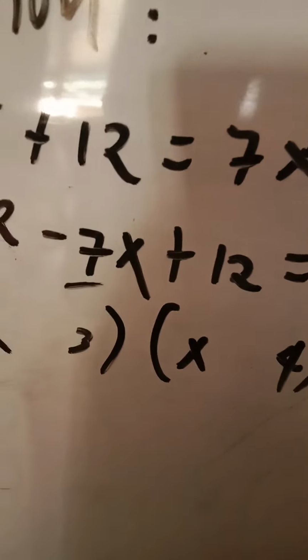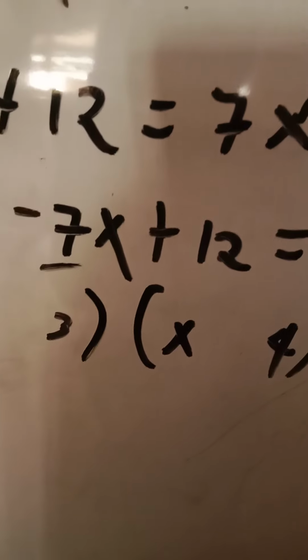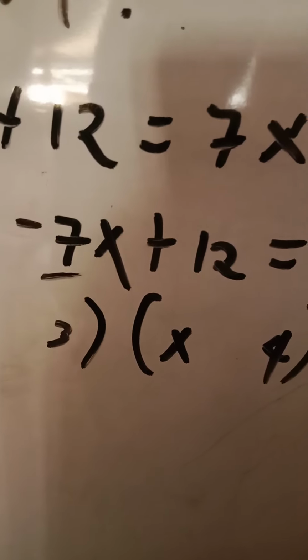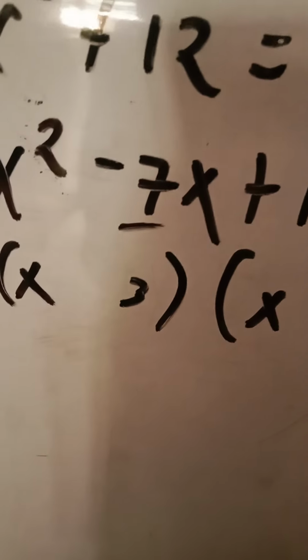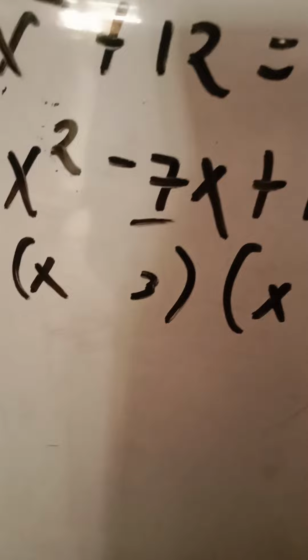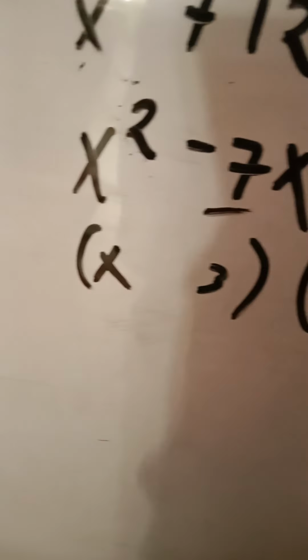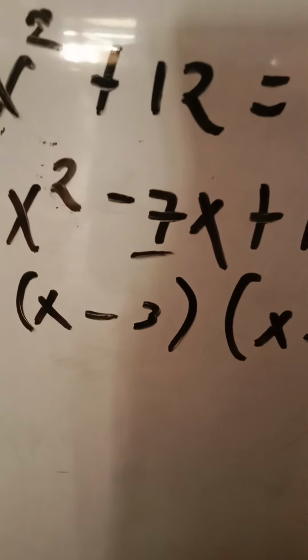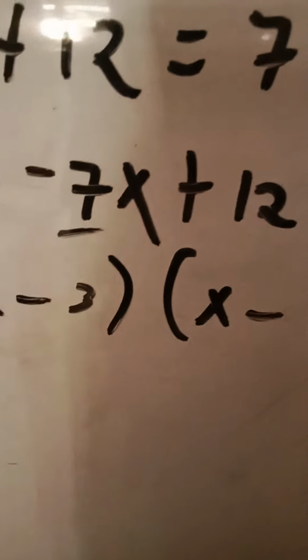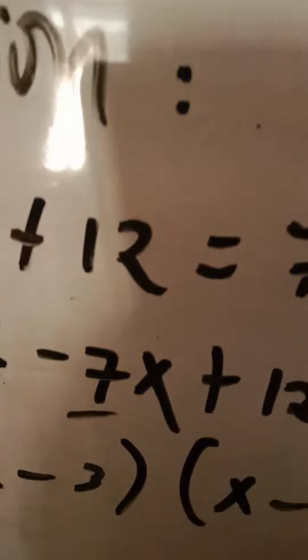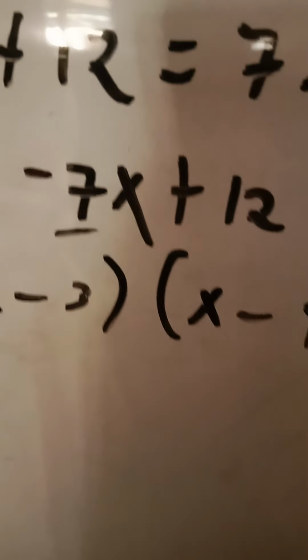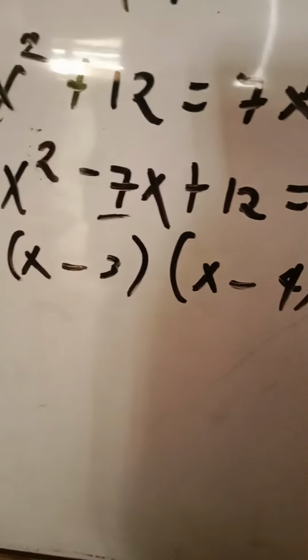For the sign, you have to look at the second term, which is negative 7. So the signs are always negative. It is x minus 3 times x minus 4, because negative 3 plus negative 4 is negative 7. So this is now our factored form of this equation.